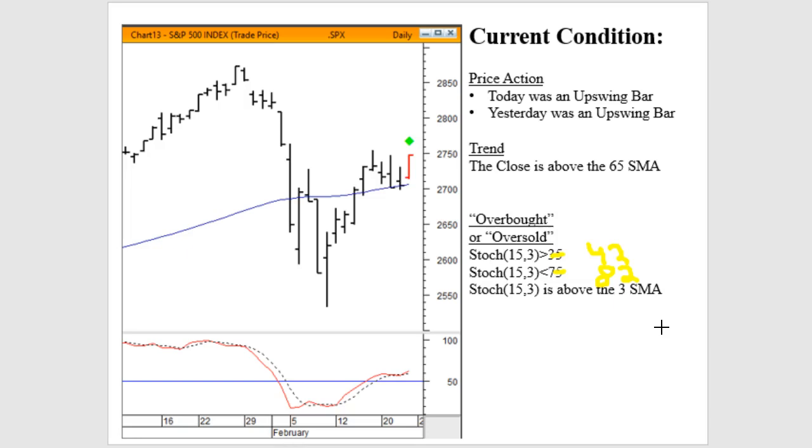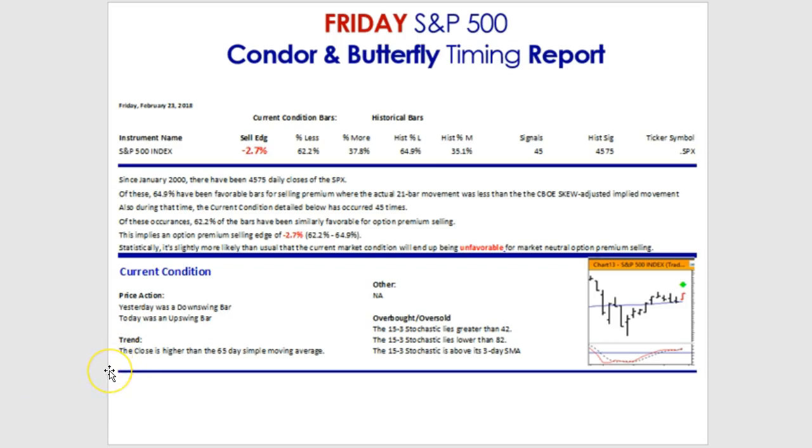This makes for a market condition that hasn't even occurred 100 times since January of '01. It hasn't occurred that much. Price action with all this is we have a downswing bar and then an upswing bar, happening above the 65 with the stochastic between 42 and 82 trending upward. So all that makes for our current market condition. Let's go now to our first report, the Condor Butterfly Timing Report.